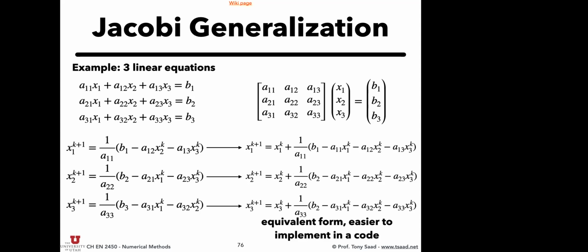So this is x1k, and over here you have minus 1 over a11 times a11 x1k. And same thing over here, I added and subtracted a22 x2k, and same over here, I added and subtracted a33 x3k. The reason I do this is so that whatever is on the right hand side is actually going to be the dot product between one of the rows of the matrix and the vector of solution guesses.